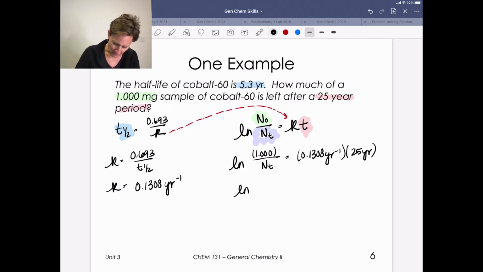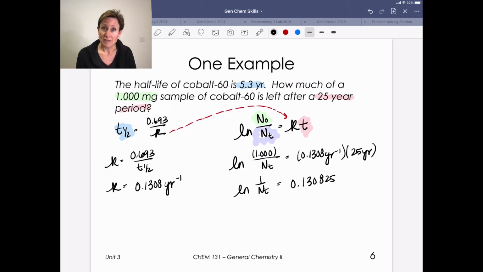Okay, we're going to have ln of 1 over n sub t equal to 0.130825. Keep significant digits until we're ready to round at the end. But this is where this problem becomes a little bit of an algebraic challenge, making sure that we know how to solve these problems when one of the unknowns is part of an ln relationship.